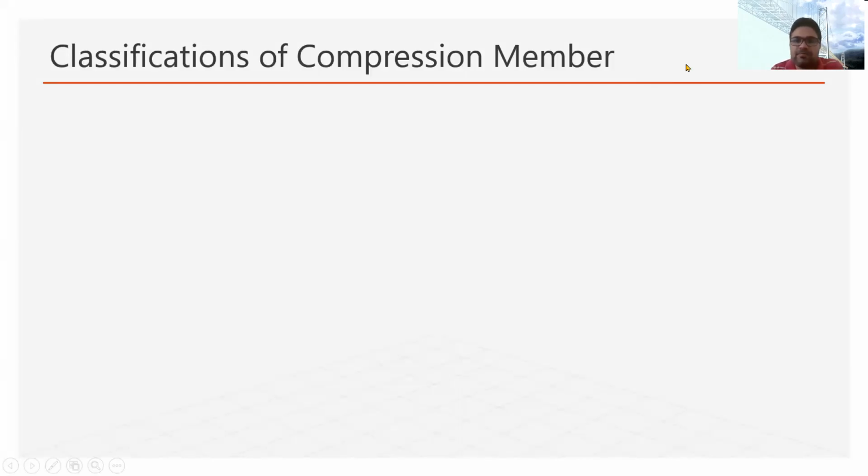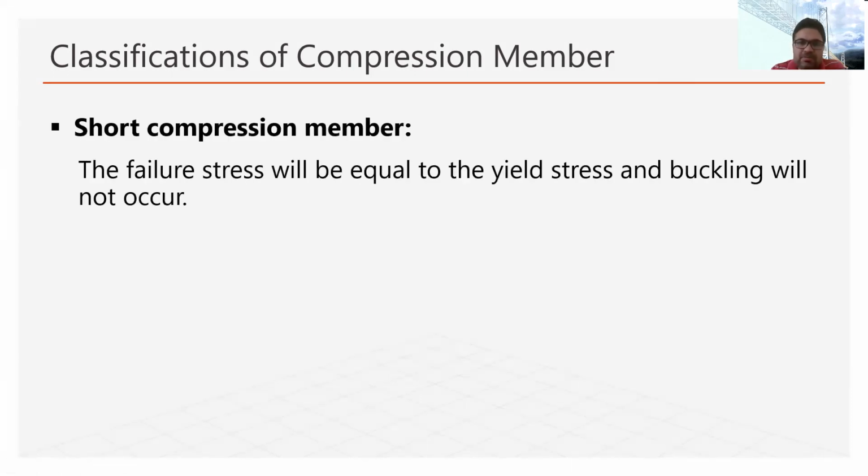Hello, welcome back. So in this part, we will see the classifications of compression member based on the length. So compression member can be classified as short compression member. In case of short compression member, for an idea, I can say that if we are using steel of grade 250 MPa, and we find out the length of compression member, the length in this case can be given as 88.5 R.